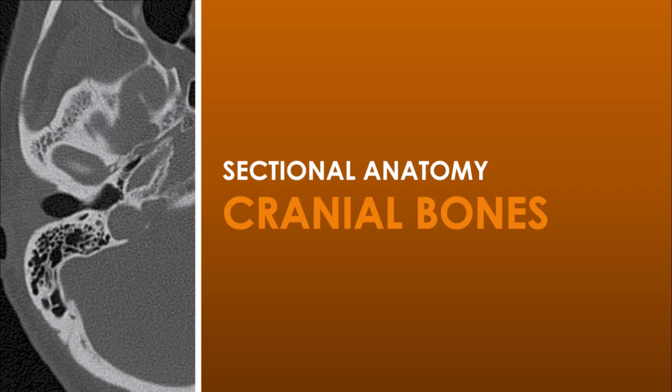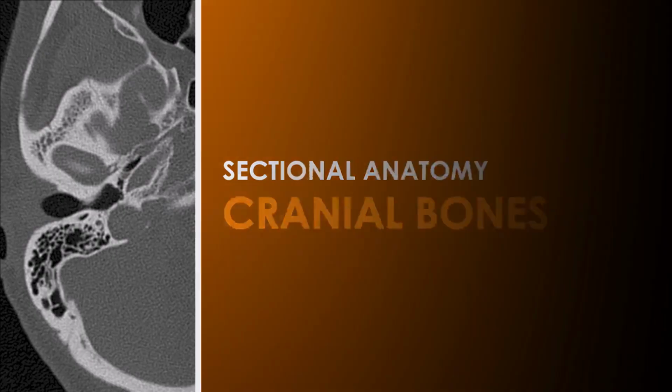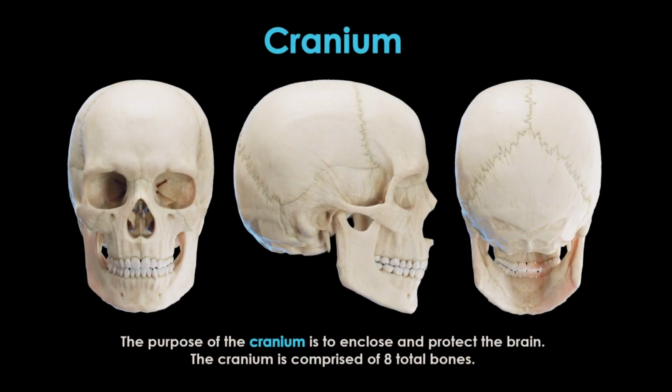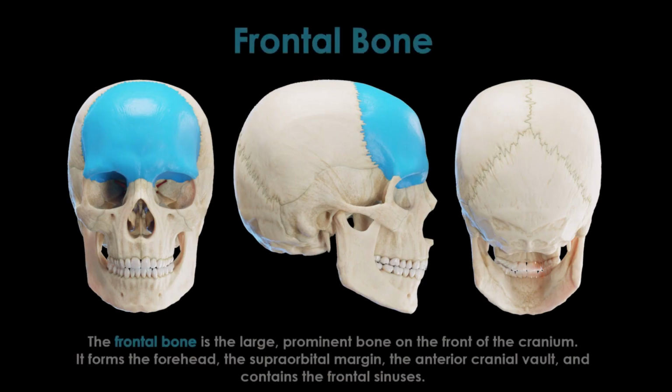Hey everybody, welcome back. This lesson is an introduction to the cranial bones for CT imaging. So what is the purpose of the cranium? The purpose of the cranium is to enclose and protect the brain. The cranium is comprised of 8 total bones, most of which can be seen just by looking at the surface anatomy of the cranium. We'll start with the frontal bone.